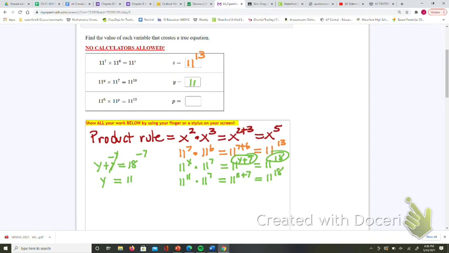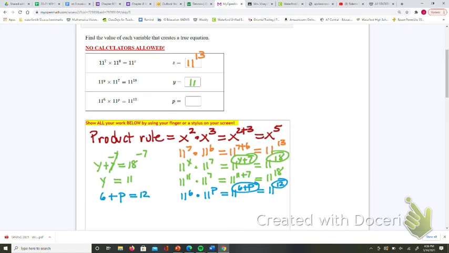Okay, now we're going to do number 3. 11 to the 6th times 11 to the p equals 11 to the 6 plus p, which equals 11 to the 12th. Now remember, we know that the 6 plus p has to equal 12. That's what we've learned, right? So we go over on the left and we write 6 plus p equals 12.